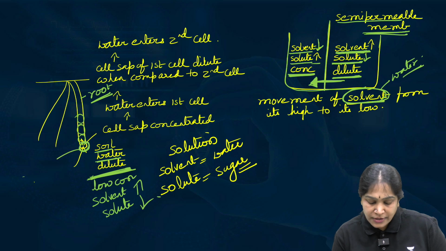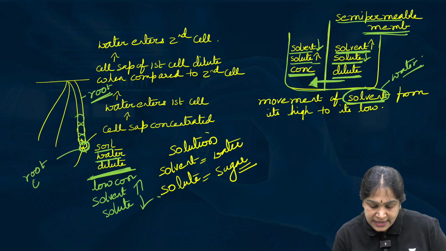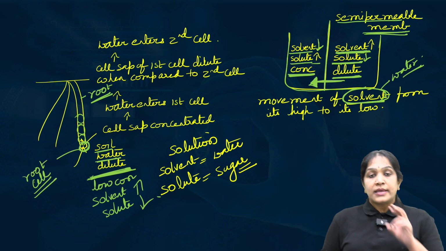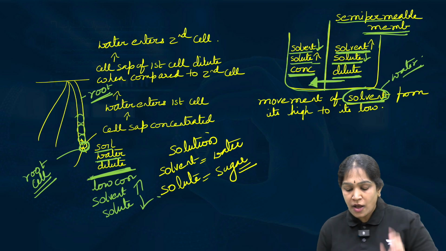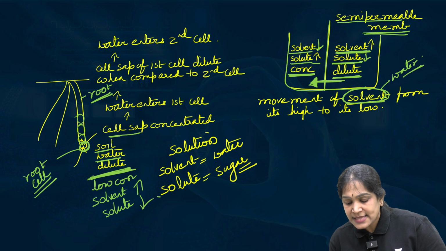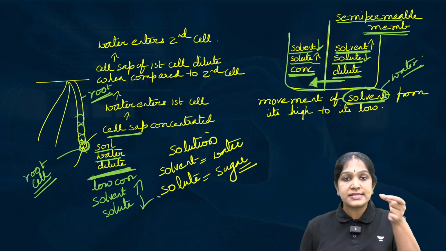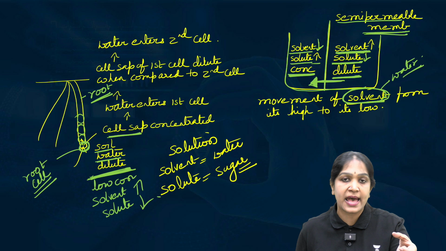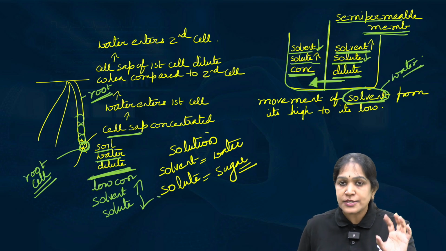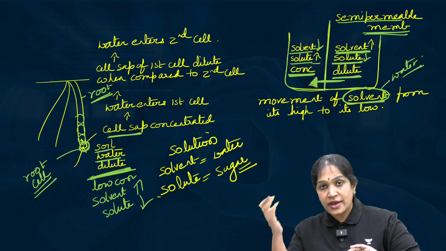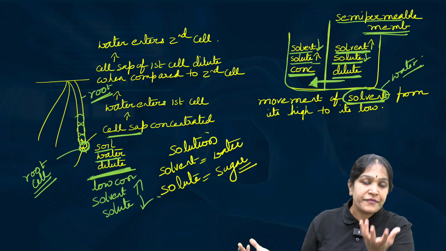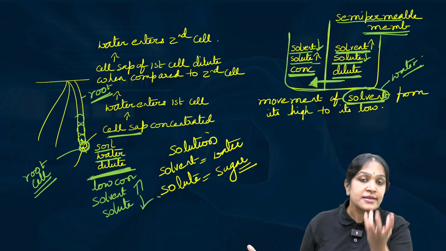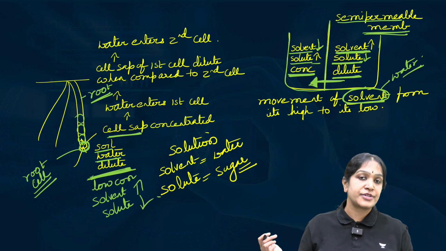root cell. What is this? It is a root cell. Inside the root cell you have cytoplasm, which we call cell sap. What is there inside the root cell? Cell sap. That is also a solution. Soil water is a solution. Cell sap is a solution. Which is more concentrated? Cell sap is more concentrated.